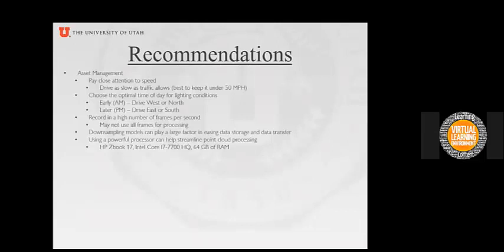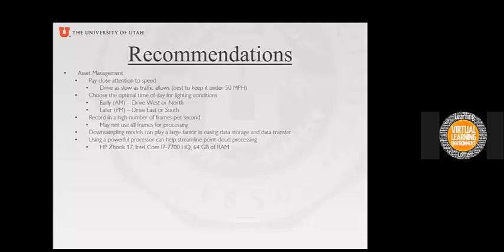Choose the optimal time of day for the lighting conditions. So if you're going earlier in the morning when the sun is rising from the west, it's best to drive west or north. And now these may change a little bit depending on the area that you're living in. You're going to have to evaluate where the sun rises and sets and decide what the best directions to drive will be at that given point of the day. Record in a higher number of frames per second, even though you may not use all of the frames for processing.